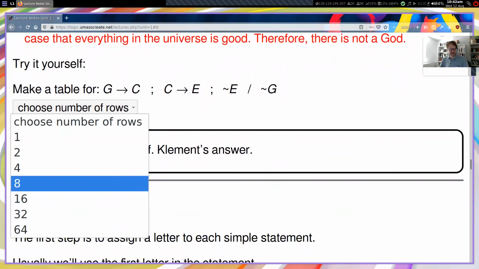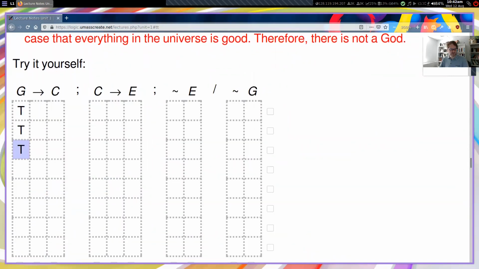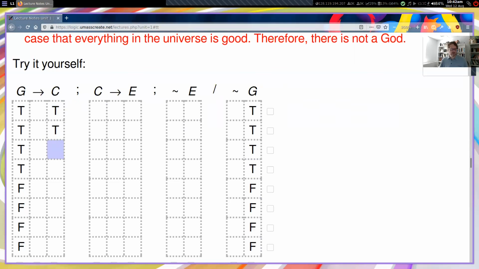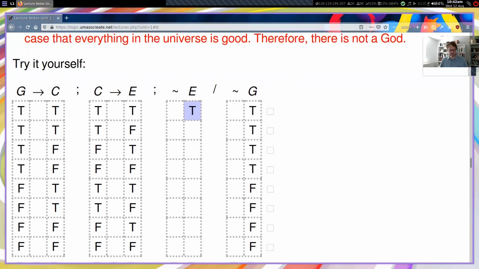Again, you need 8 rows because there are 3 statements here. Even though C comes first alphabetically, I do the first thing from left to right when I set up the table. So I do G first. Second letter is C. 2 T's, 2 F's for that one, 2 T's, 2 F's. And for E, I alternate TF, TF, TF, TF.